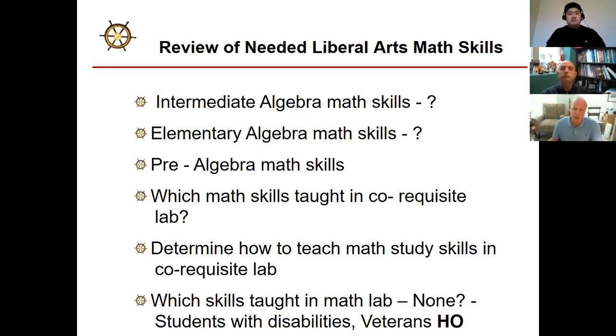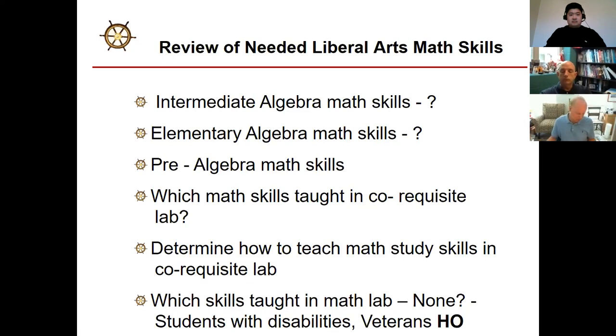Which math skills should be taught in the co-requisite? And some of the algebra skills need to be taught. Some of them don't. What study skills? Again, which in the math lab? Probably none. Most of these people are not referred to the math lab, you know, that sort of thing. And what we're finding out here, this is good. We start talking about students with disability and veterans. We found out that they were more successful going into liberal arts. A lot of times they got trapped in the college algebra sequence and they never got out. That's the good thing about co-reqs. They can jump in it and be more successful with more support.